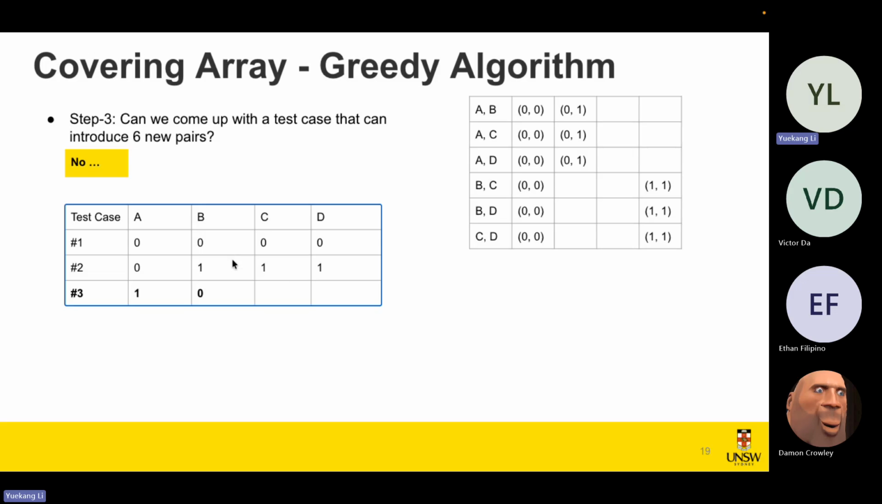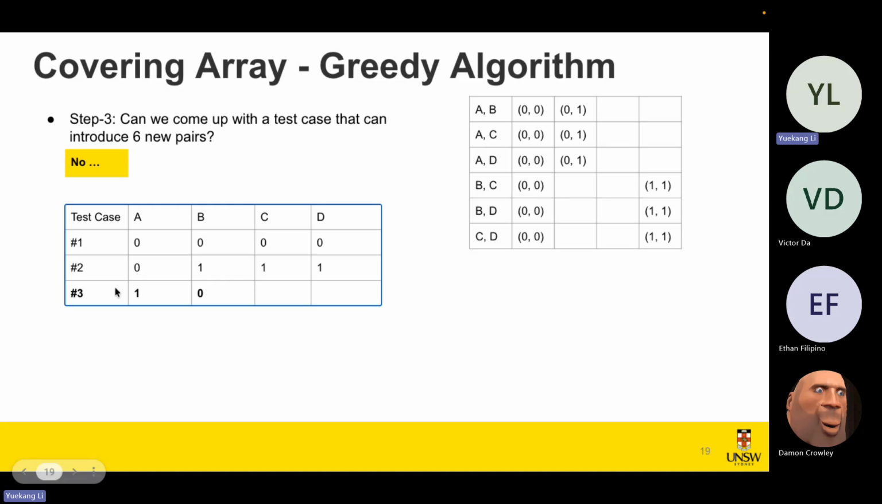Can we take 0 for C? I just accidentally clicked the animation because there are so many animations in these slides. So we better not take 0 for C here.